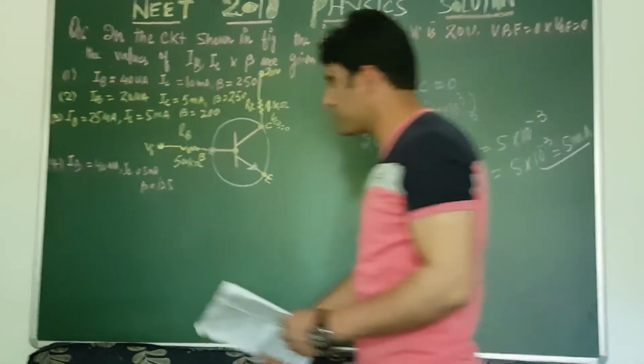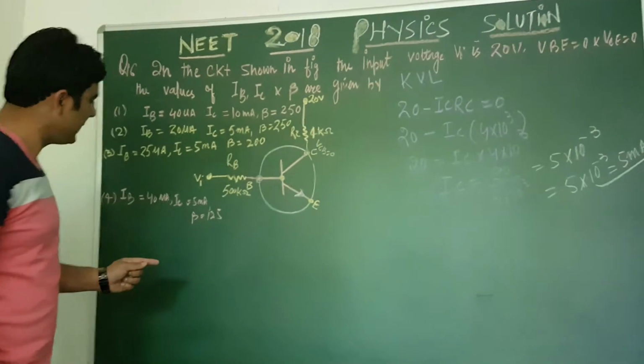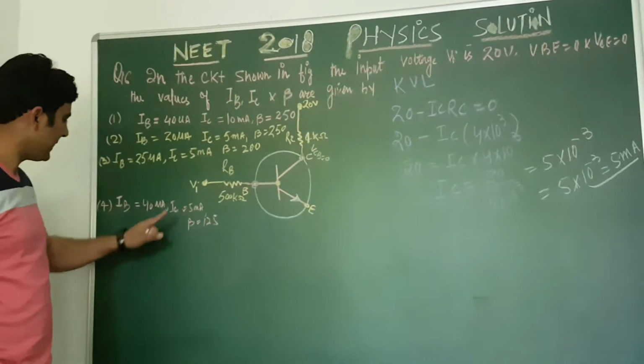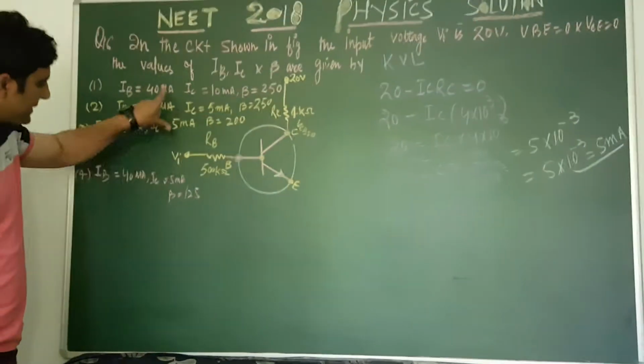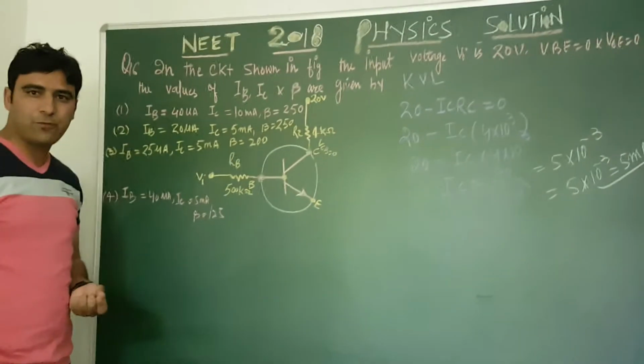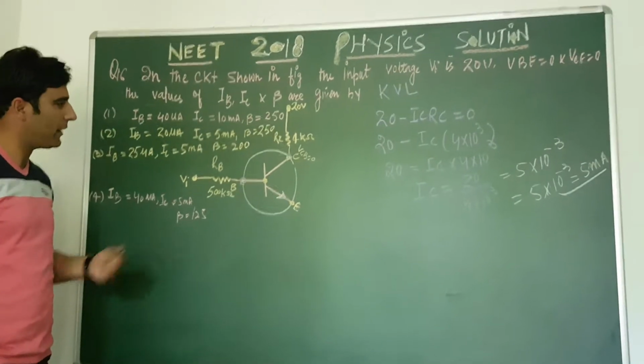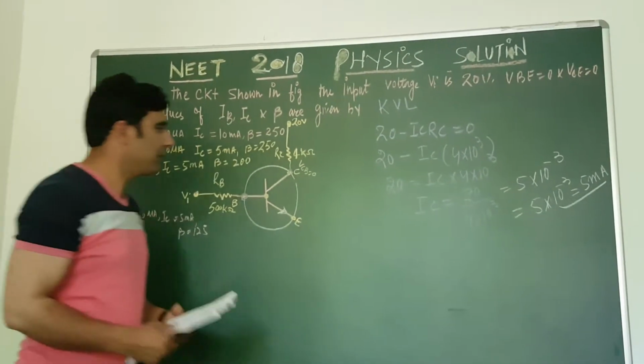So let us see in our options. Is there any 5 milliampere? Yes, it is 5 milliampere IC. In three options, IC is equal to 5 milliamperes is given. So we'll go for IB also. Let's see what will be the IB.